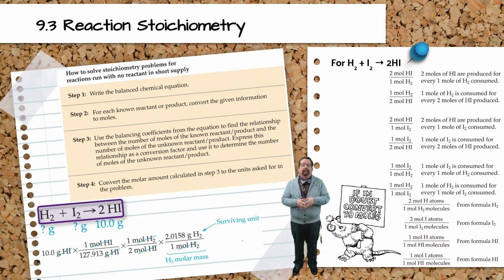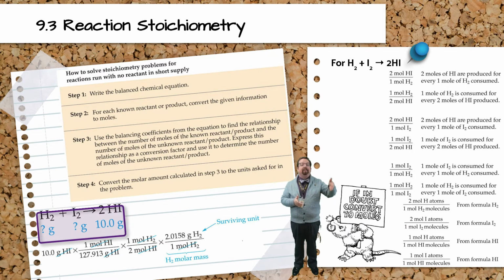The first step to figuring out these kinds of questions is to write out your balanced chemical equation. From our question, we know the value of HI we're shooting for is 10 grams, so let's write that underneath HI. We don't know H2 or I2, so we'll put a question mark under them. We're looking for how many grams of H2, but we can't convert from grams of HI to grams of H2 directly. We can compare moles of HI to moles of H2.